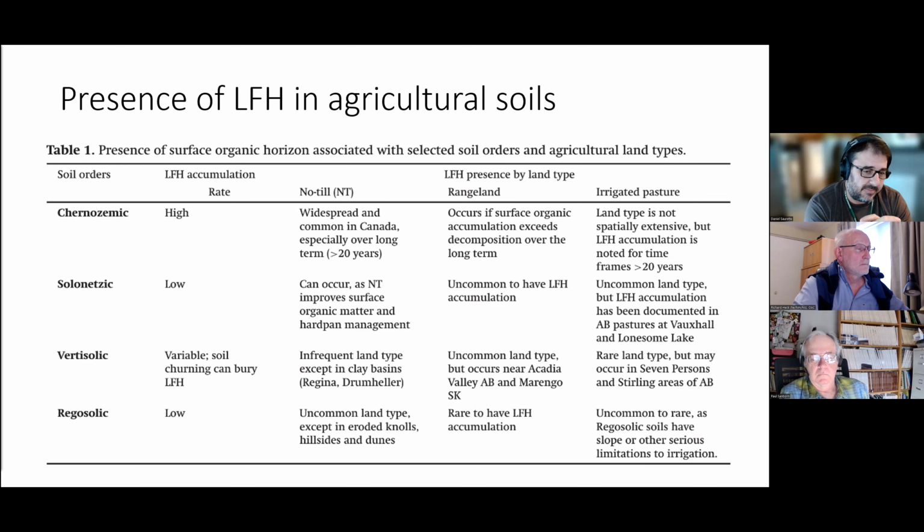And then I imagine we would see it in the Gray Luvisols in the prairies, which are the fringe areas between the boreal and the grasslands. In any case, we can see here, as a function of the type of system, whether or not there's accumulation of materials at the surface, and we can see it fairly high in Chernozem and low or variable in the other three soil types. And certainly, depending on the type of agricultural system, no-till, rangeland and irrigated pasture are going to have different rates of accumulation, or potential rates of accumulation, over time.